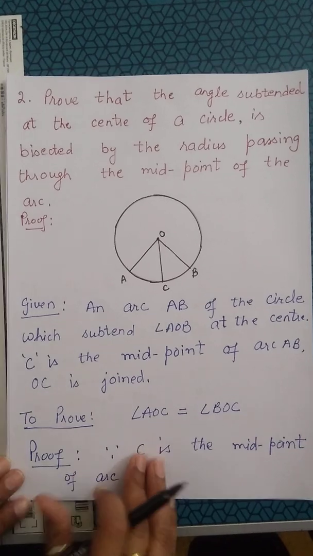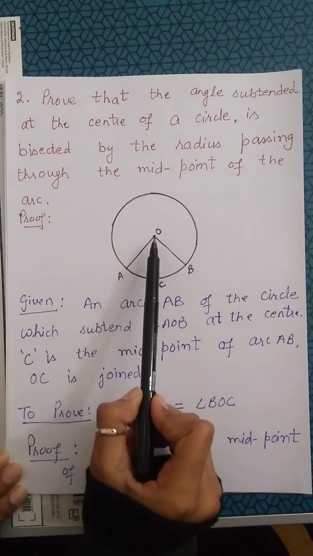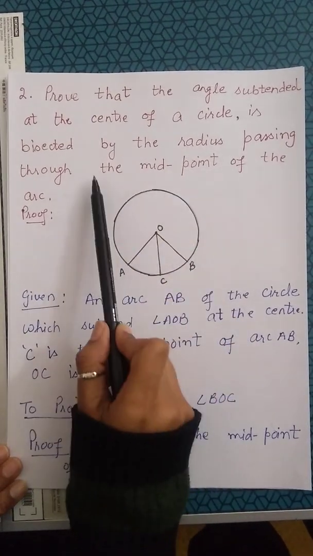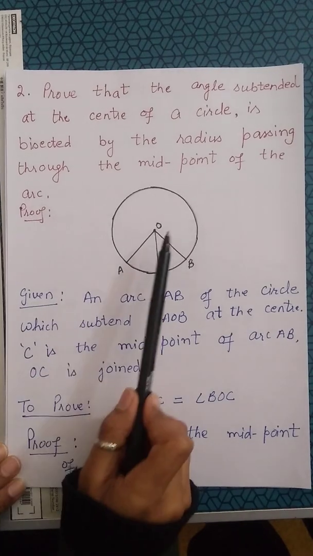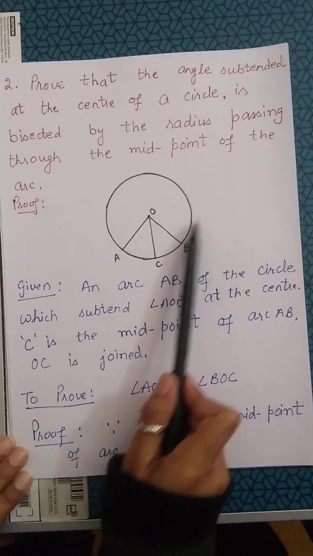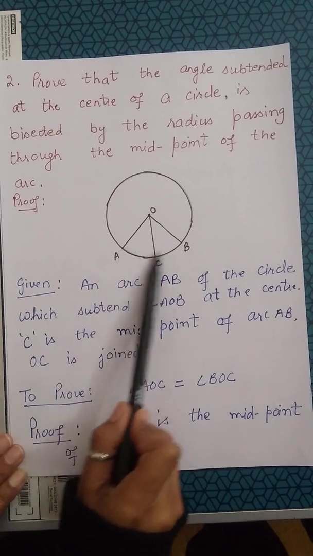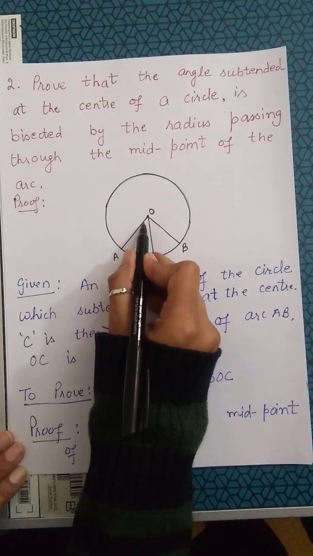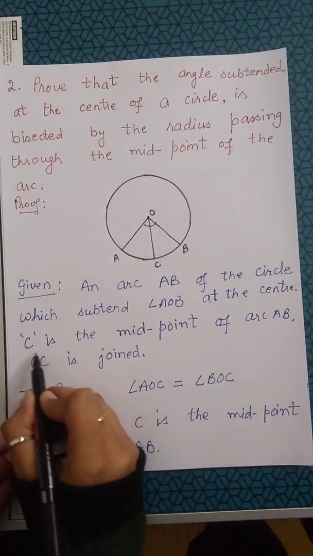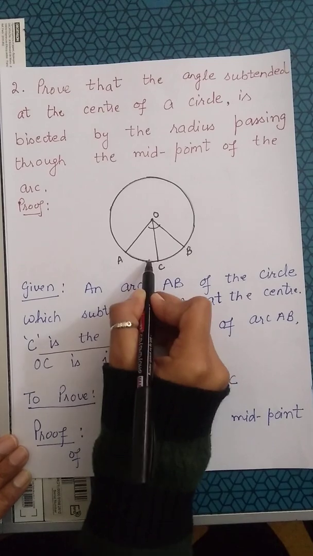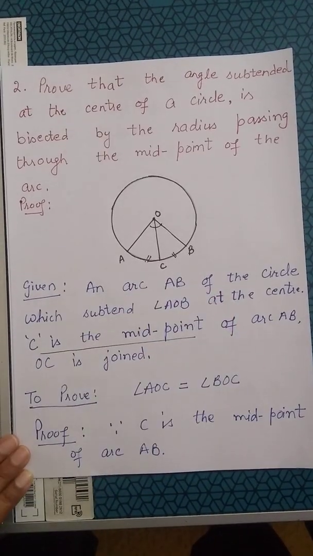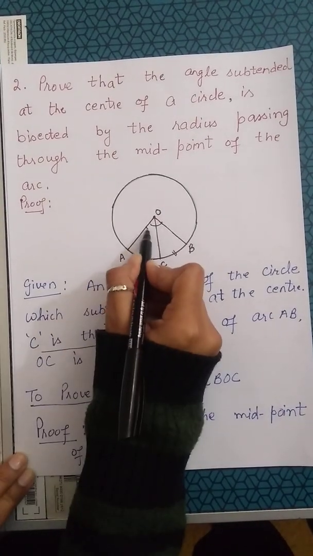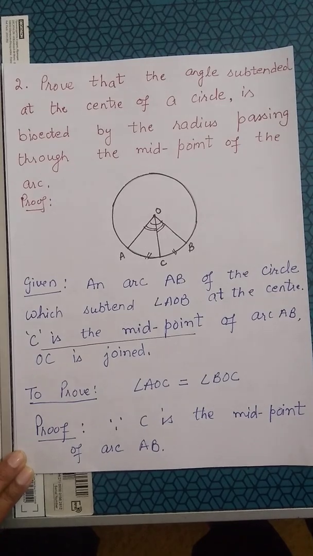Second question: prove that the angle subtended at the center of a circle is bisected by the radius passing through the midpoint of the arc. So this is the figure which is given to us. Now what is given? An arc AB of the circle which subtends angle AOB at the center. C is the midpoint of arc AB, and we have joined OC. To prove: angle AOC is equal to angle BOC.